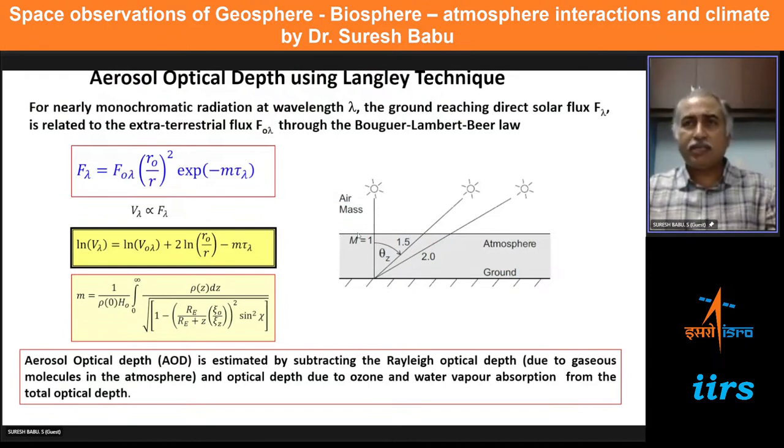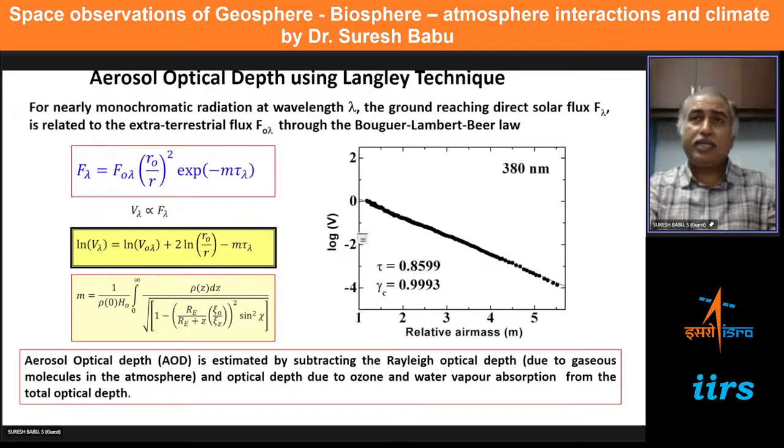When we have the direct solar radiation as a function of zenith angle, which we can convert to the relative air mass, we get important information using the Langley technique. Langley is the person who proposed this technique. We can estimate optical depth. What are we actually measuring? We are measuring the solar signal, basically the voltage signal, as a function of solar zenith angle. Using this relation, we can convert the solar zenith angle into the relative air mass.